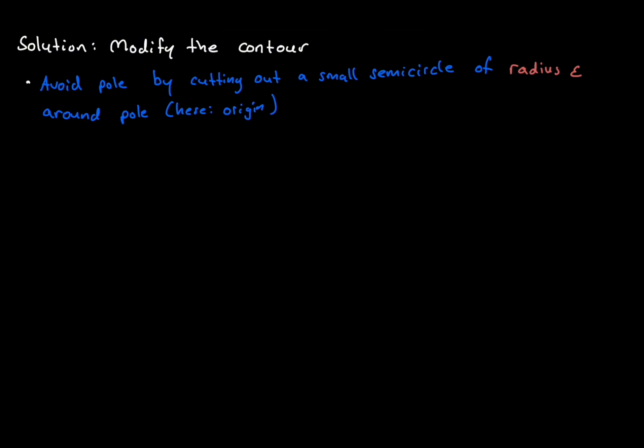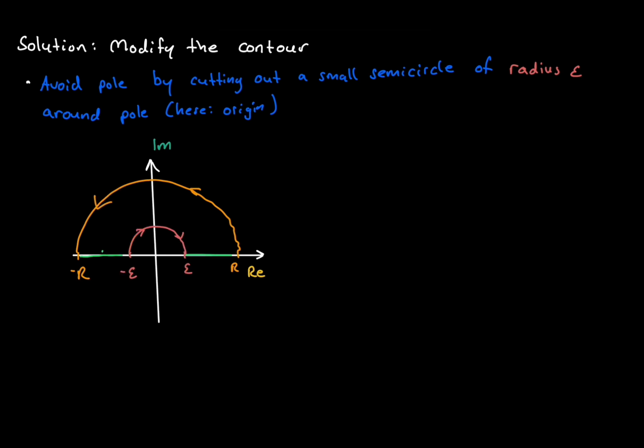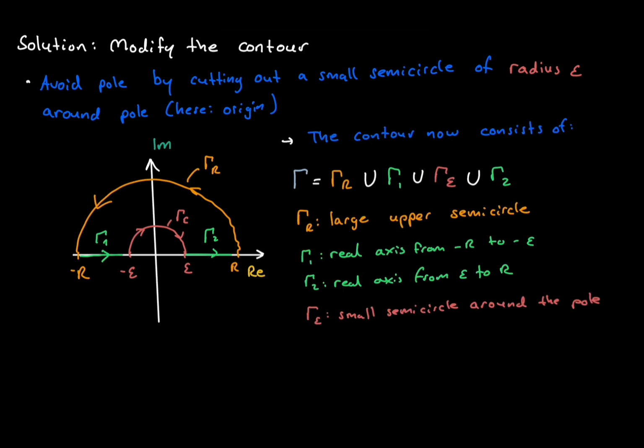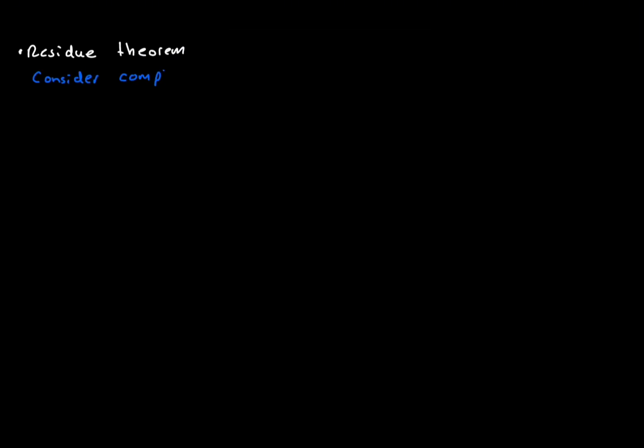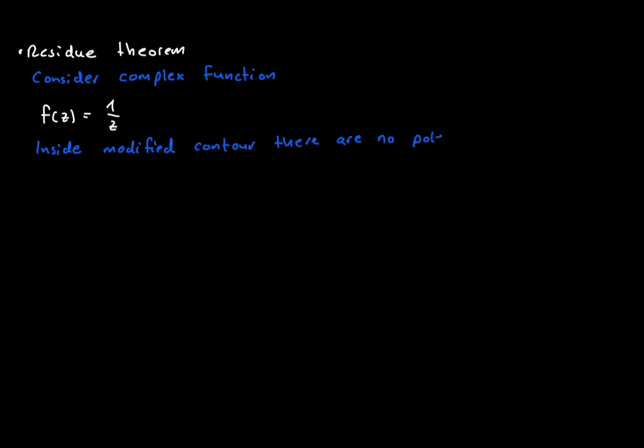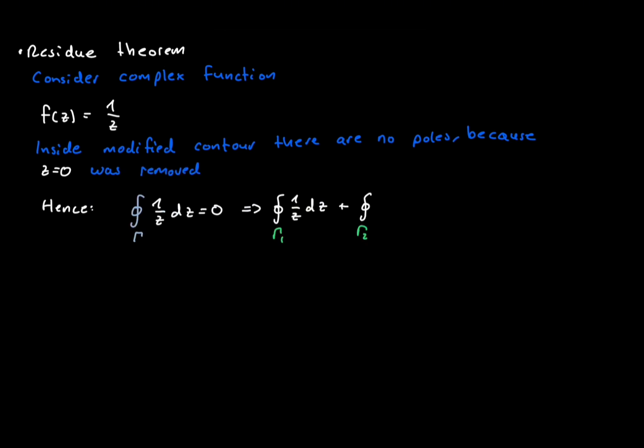Now the contour consists of 4 parts: the large semicircle, the left real segment, the right real segment, and the small semicircle around the pole. Now consider the complex function 1 over z. Inside this modified contour, there are no poles anymore because we removed the singularity from the region. Therefore, the integral over the entire closed contour is 0.